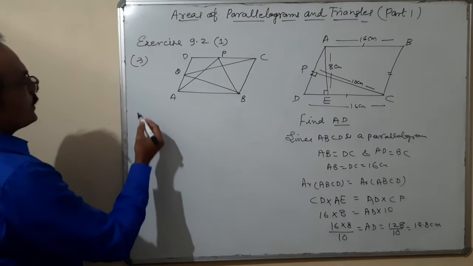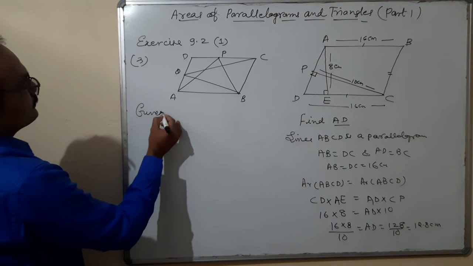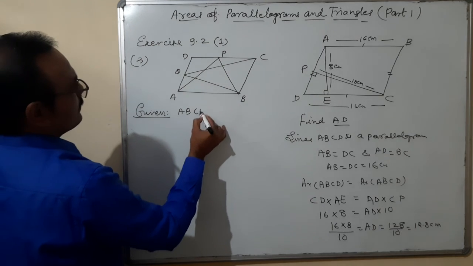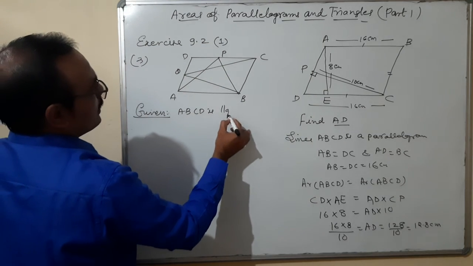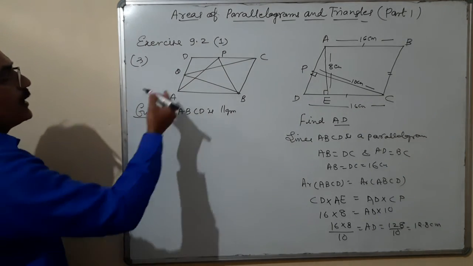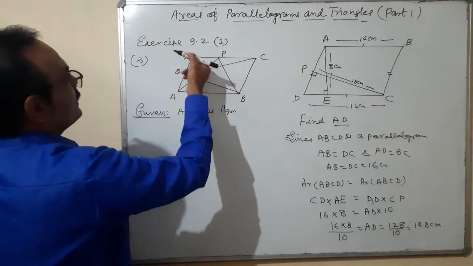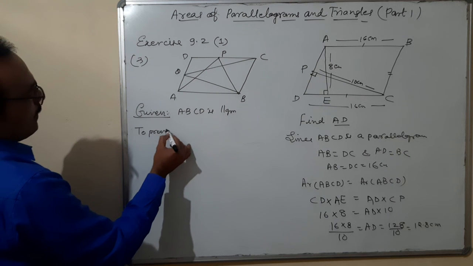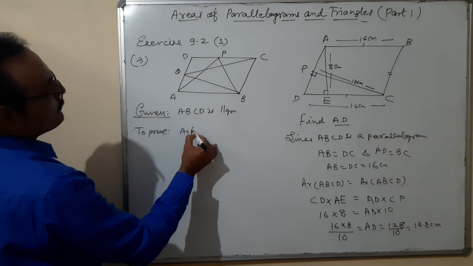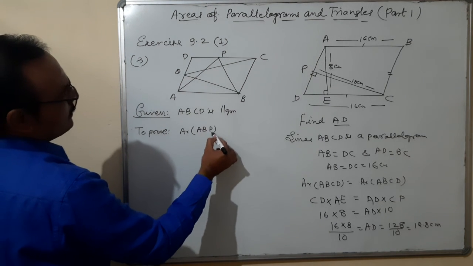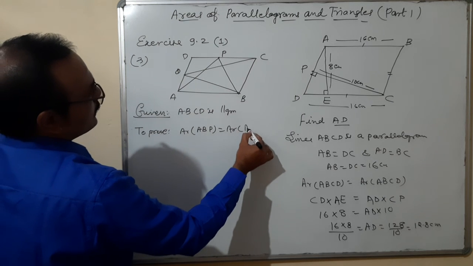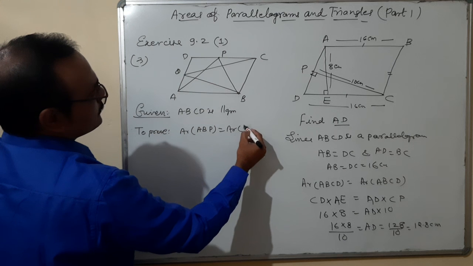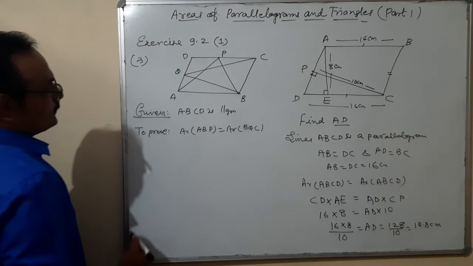Okay. What is given? ABCD is a parallelogram. 2 points P and Q on CD and AD respectively. To prove: area of triangle ABP is equal to area of triangle BQC. Okay, proof.